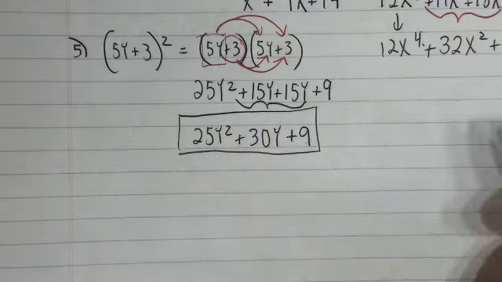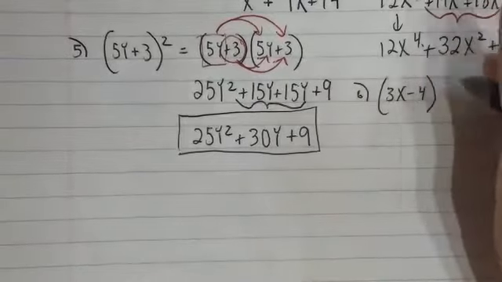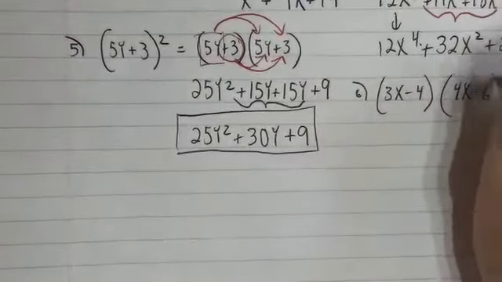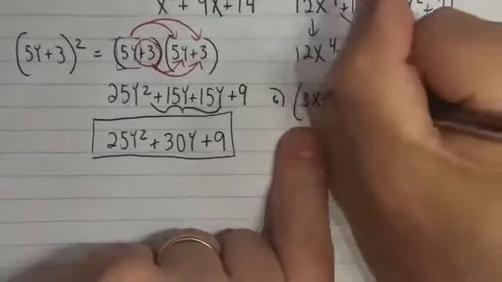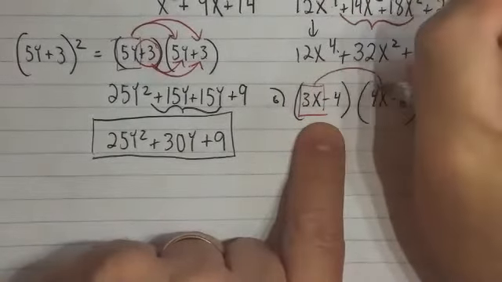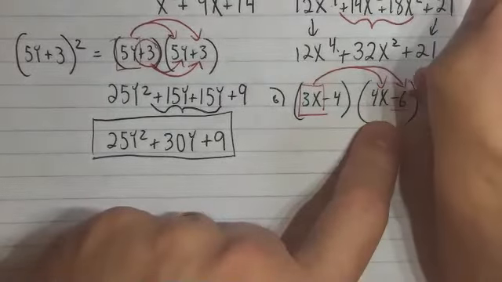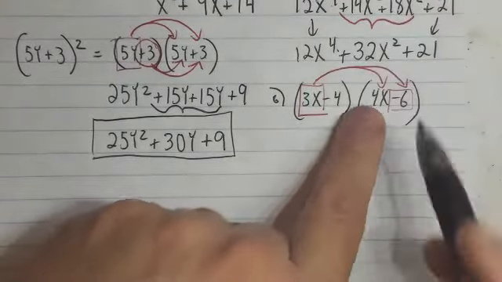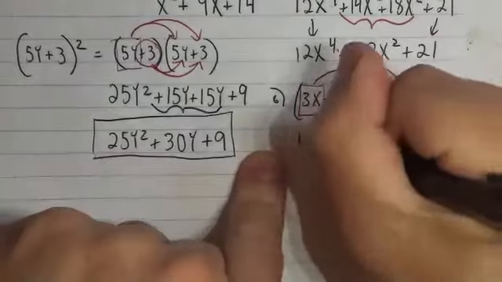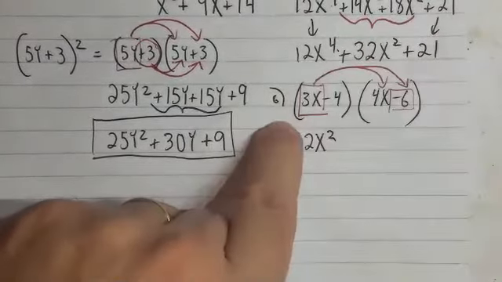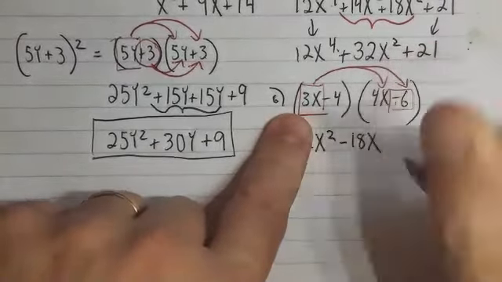I want to do one with some negatives because you just got to be careful with some of the negatives. Start the same way. First term is going to be distributed to both terms. And just remember, when I'm doing this second term, I'm multiplying it by a negative 6. So I got a 4x here and I got a negative 6 here. To start out, 3x times 4x would give me 12x squared. Then 3x times negative 6 would give me negative 18x.